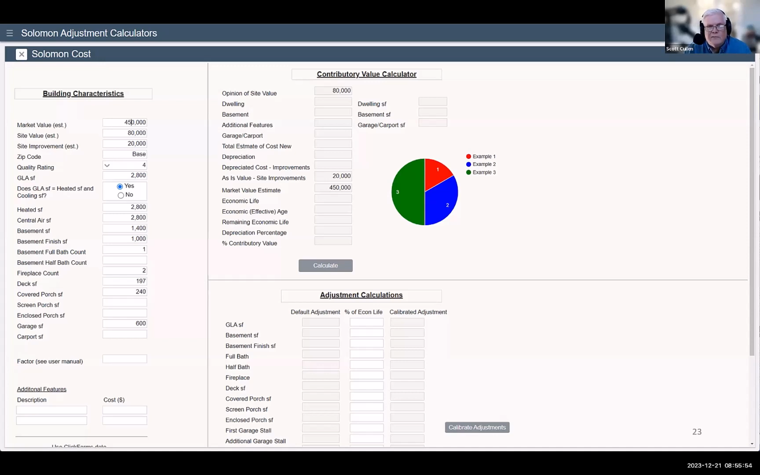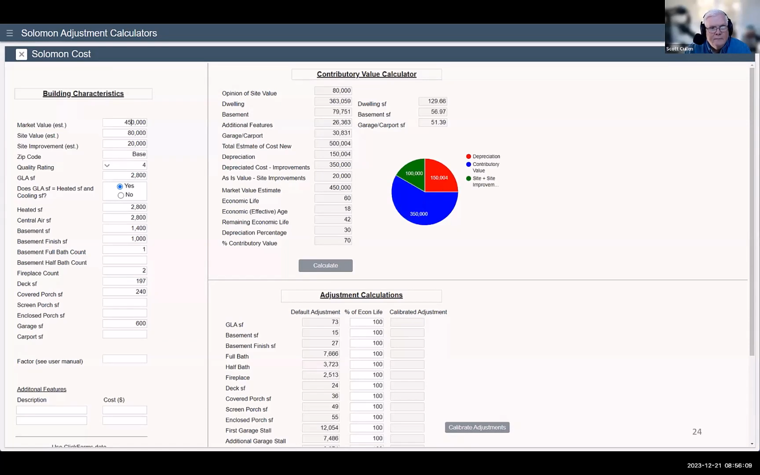Notice the contributory value calculator on the right. From opinion of site value down to market value estimate, this lays out like the cost approach on page 3. Click the Calculate button. The data entered on the left results in the calculations on the right. The appraiser has supported economic life, effective age, the percentage of depreciation, and the percentage of contributory value. The adjustment calculations support the bottom half of the sales grid.